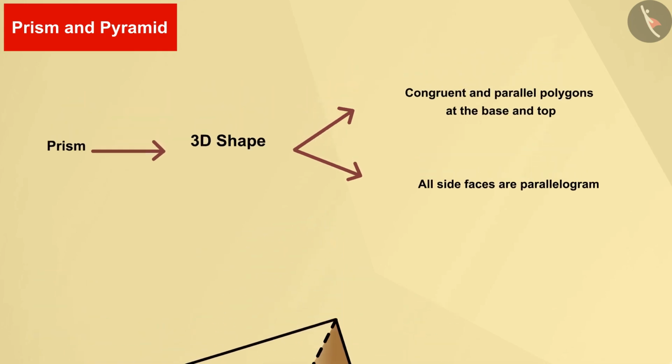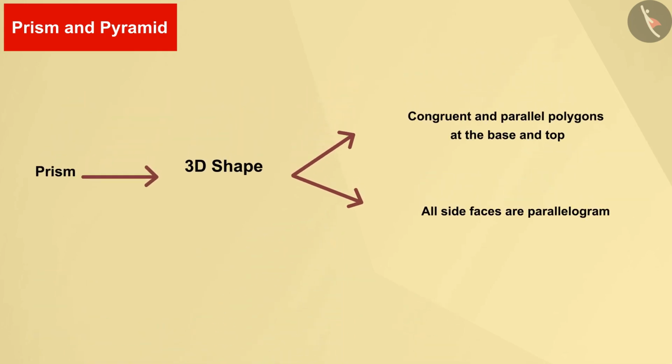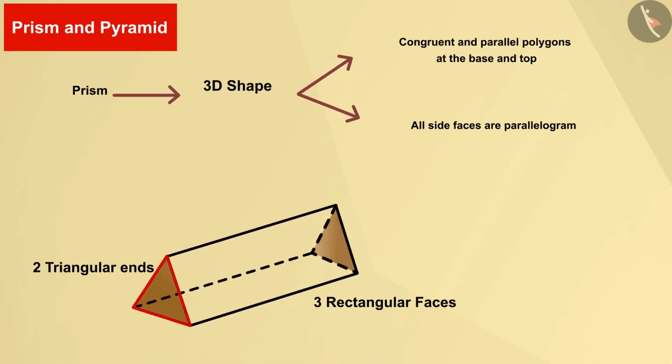Let's look at the definition of prism once again. This says that the base and the upper end are congruent and parallel. The base and upper end of this shape are congruent and are parallel.